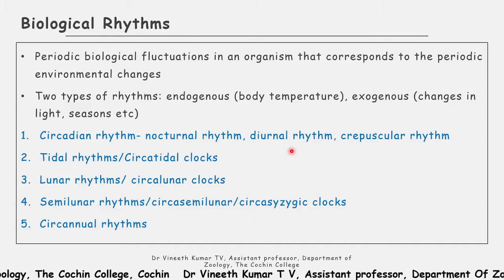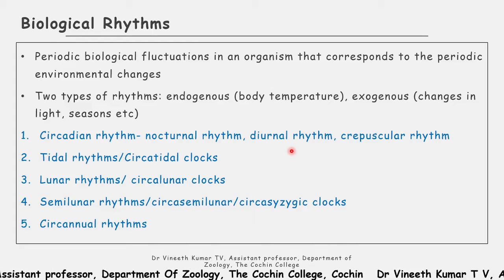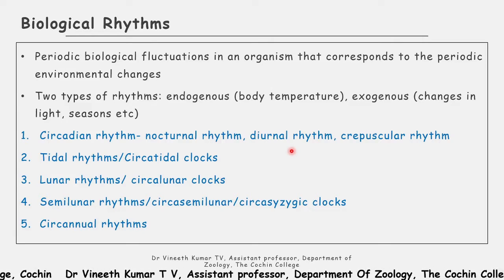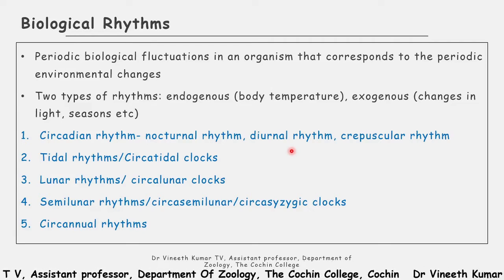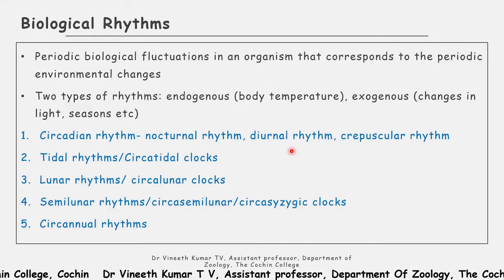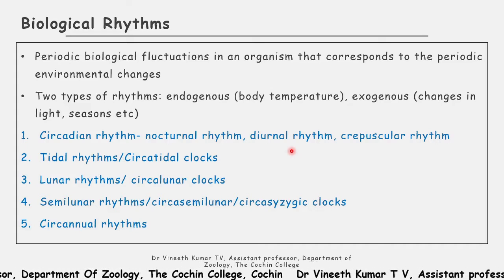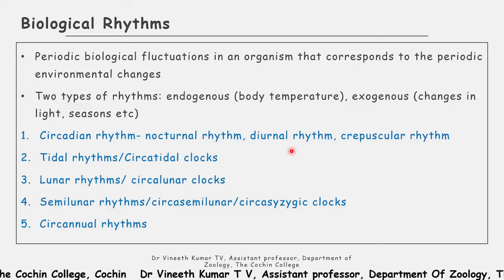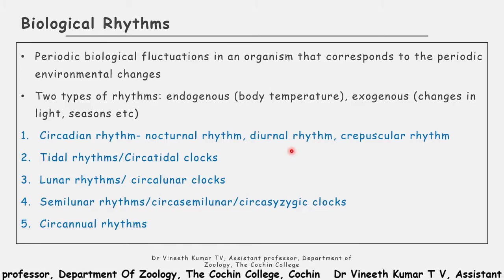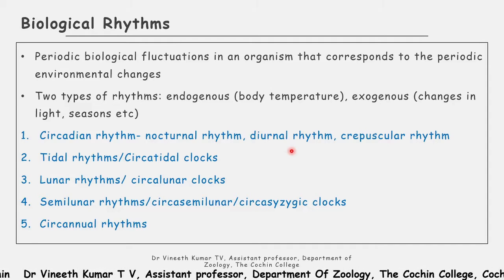Some animals are active during the daytime, and they are called diurnal animals, like all the common animals which are active during the day and rest during the night. Still others are active during the twilight hours of dawn and dusk. They are called crepuscular animals, and they follow a rhythm called the crepuscular rhythm.